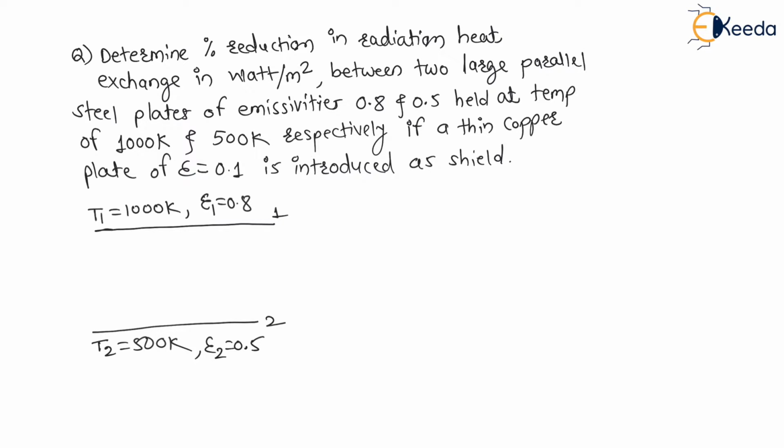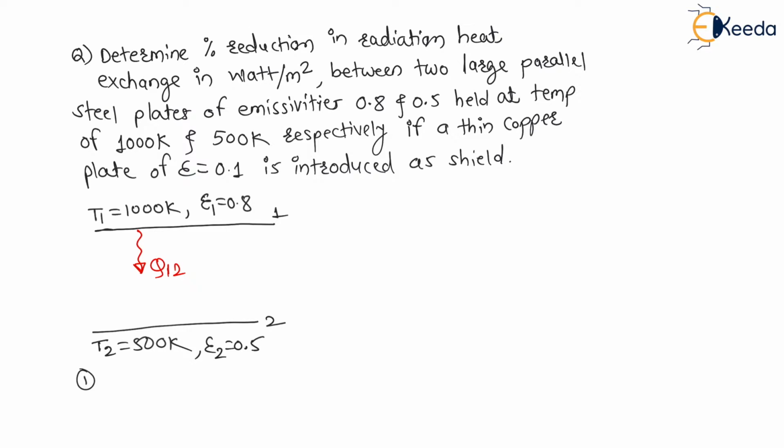If there is no shield, there is a heat exchange between the inside surfaces of these two plates. Let us say this is the first case. Heat always flows from high temperature to low temperature, therefore heat will be flowing from 1 to 2.